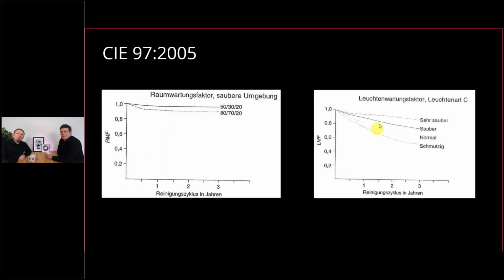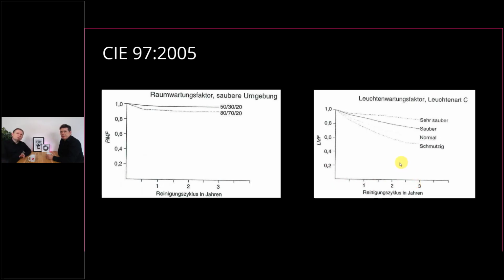Here also another example. This is the luminaire maintenance factor, and here we have a specific type of luminaire. This is type C. There are up to type F in the luminaires, if I remember correctly, or G, and then you have different surroundings. So, for example, if you have a clean or a very clean surrounding, then you have less impact on the luminaire maintenance factor, and if you have a dirty environment, then it has a bigger impact on the luminaire maintenance factor after a certain time.